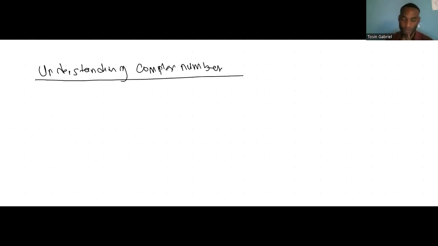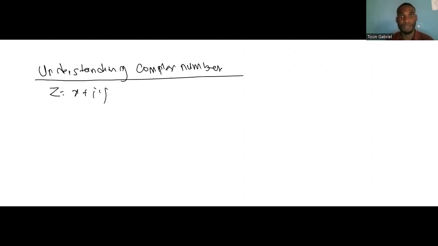Now, when we say complex number, there are basically two things that should come to your mind. When you hear complex number, this should come to your mind: z is equal to x plus iy. So this thing should come to your mind once you hear complex number. Why did I say that? It's because a complex number actually comprises two numbers.